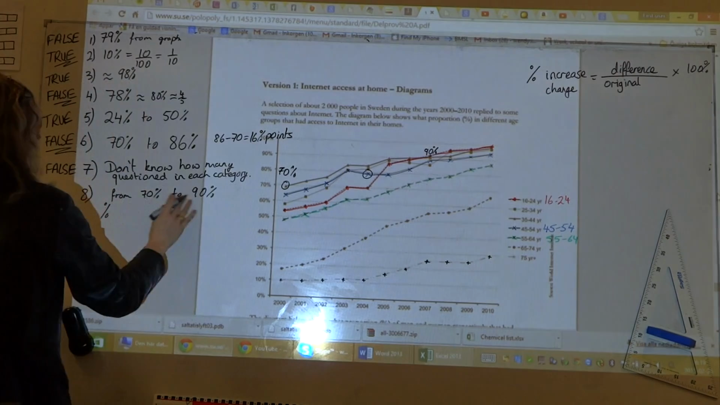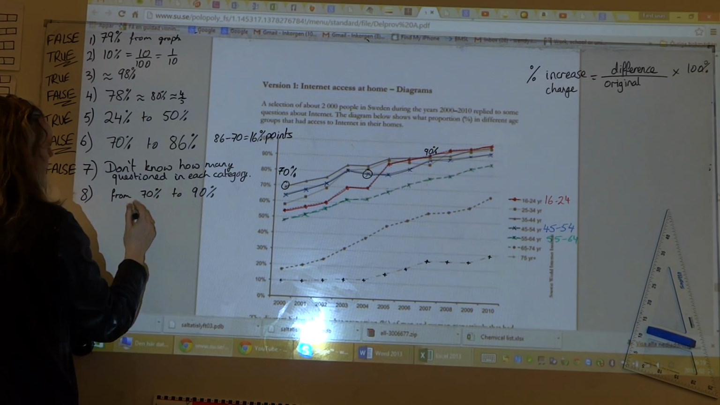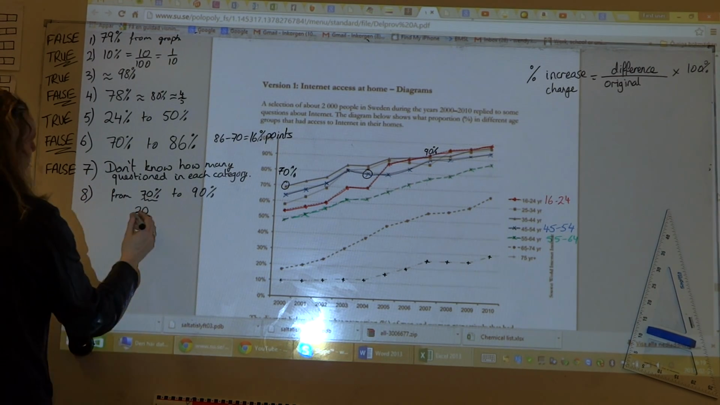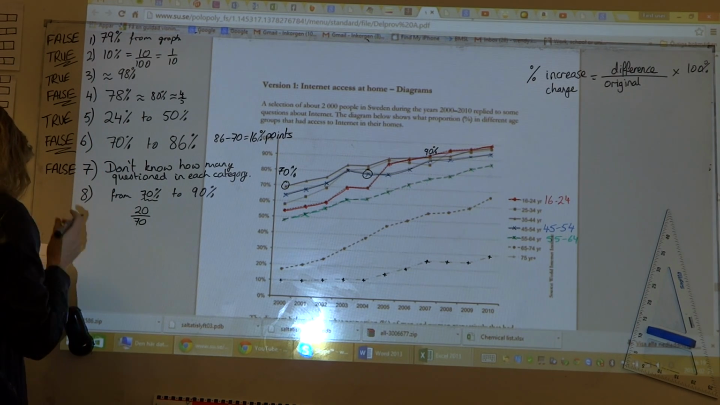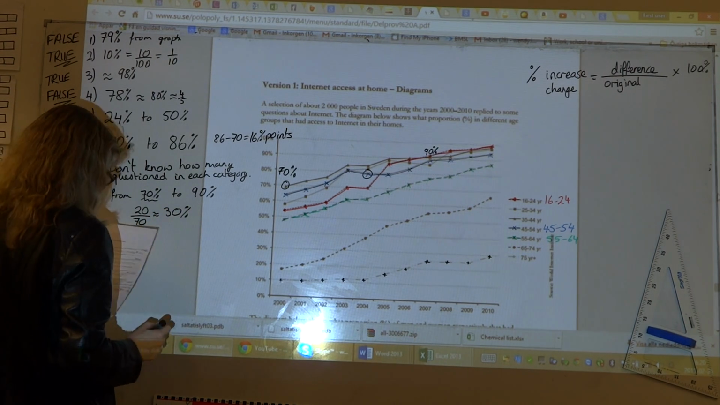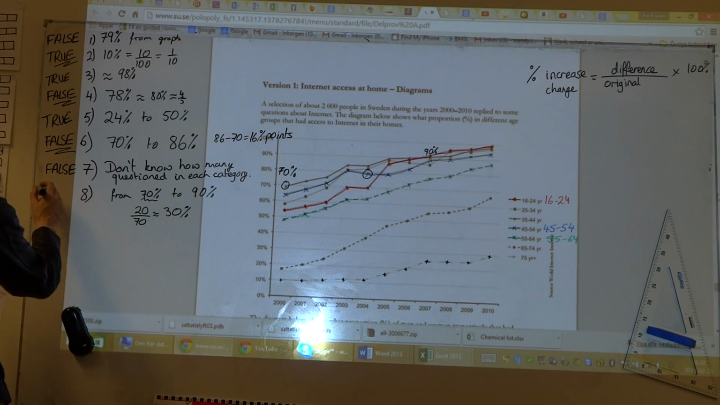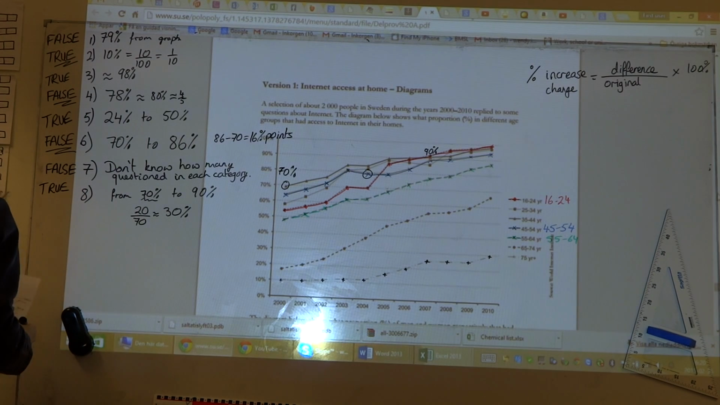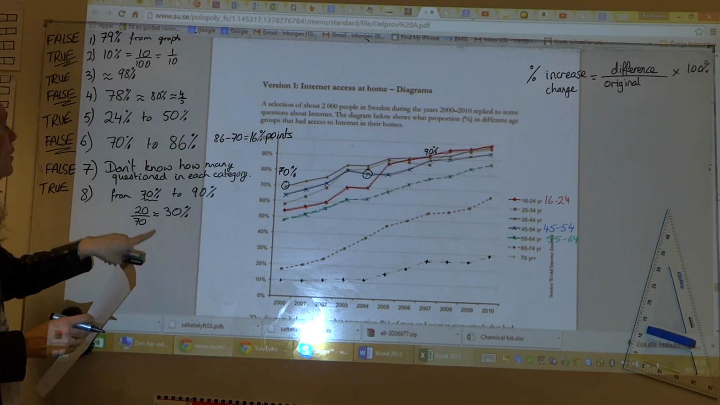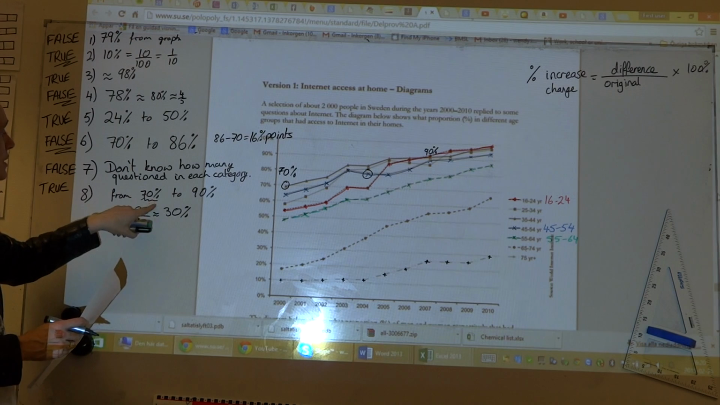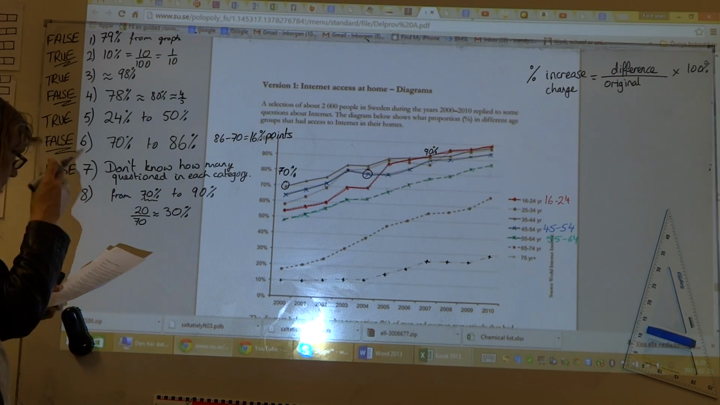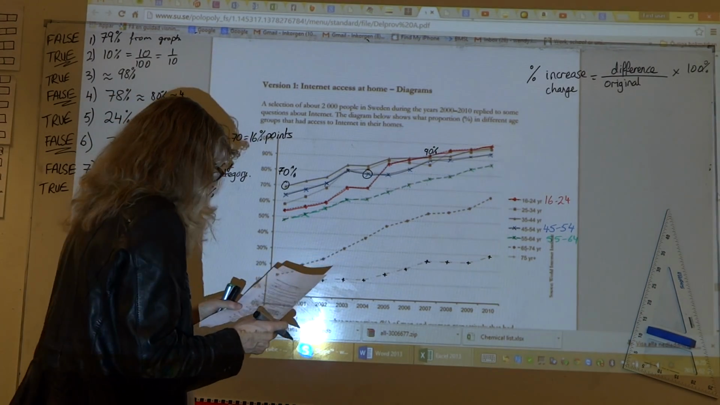So here we've gone from 70 to 90, so the difference would be 90 minus 70, which would be 20%, divided by the original one we're comparing it to, the one that we're going from, so it would be divided by 70, which will be approximately 30%. 0.3 as a decimal, or 30%. So true, it is true if you calculate the percentage increase. The percentage points change is only 20%, but the percentage increase, when you divide the difference by the original, the 70, you get a 30% increase in access.